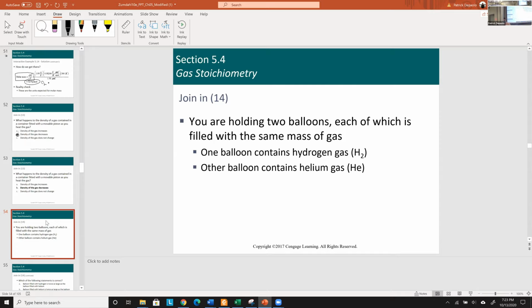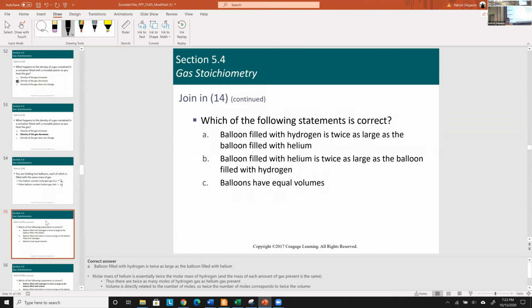So you're holding two balloons, each of which is filled with the same mass of a gas. One balloon is hydrogen, one balloon is helium. H2 has a molar mass of 2, helium has a molar mass of 4. Which of the following statements is true? The balloon filled with hydrogen is twice as large as the balloon filled with helium. The balloon filled with helium is twice as large as the balloon filled with hydrogen. The balloons have equal volume.